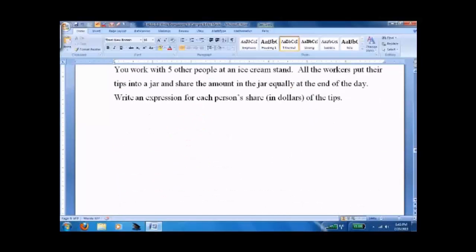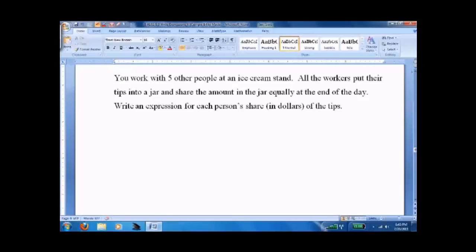You work with 5 other people at an ice cream stand. All the workers put their tips into a jar and share the amount in the jar equally at the end of the day. Write an expression for each person's share in dollars of the tips. Well, if we call the tips T, and I like writing a lowercase t, and we have 5 people, the total is T divided by 5. And that's it. Go to the problem set to give that a try. Good luck.